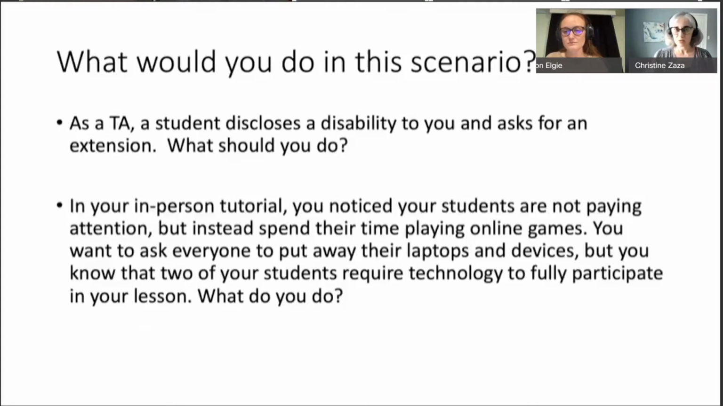I wouldn't feel comfortable as a TA saying, so-and-so came to me, they have a disability and they're struggling with a learning disability. I don't have permission to share that information until I get permission from the student. So I would ask the student, are you comfortable with me sharing this information with the instructor? But knowing that you can't grant the extension anyway, it should be handled by the instructor. Any other comments on this before we move to the second scenario here?